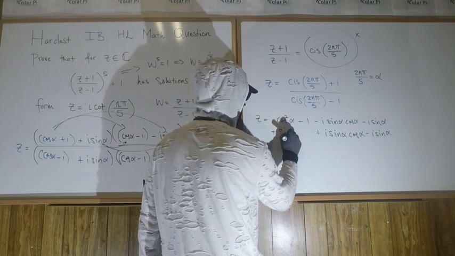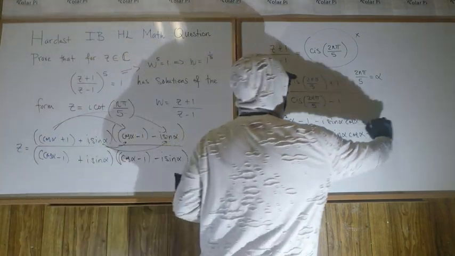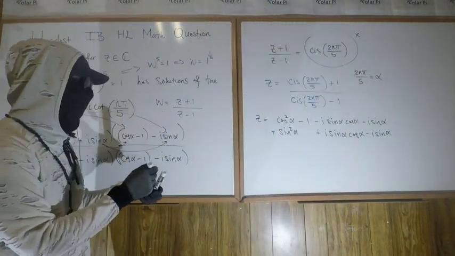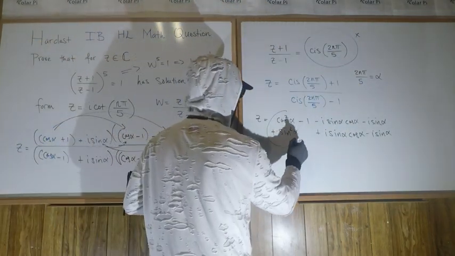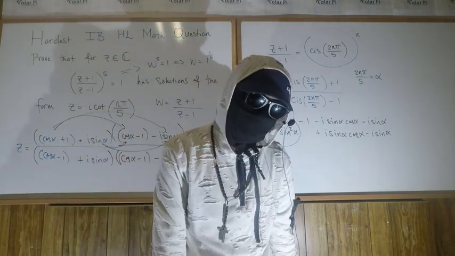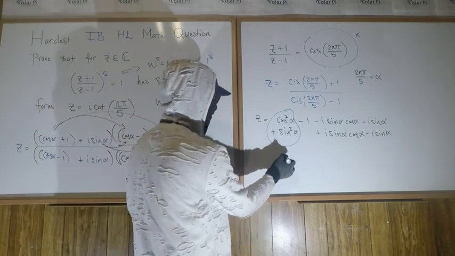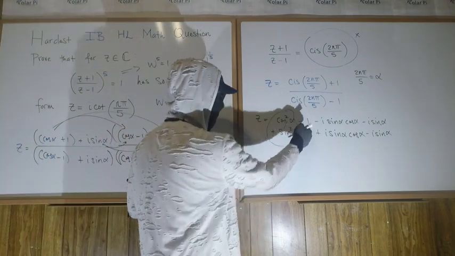Plus sine squared alpha. How convenient, because look here. This is all in one line. So we could add these two together, and we know from that really important identity in trig that sine squared plus cosine squared is 1. So this is 1. So we have 1 minus 1 because of that minus 1.